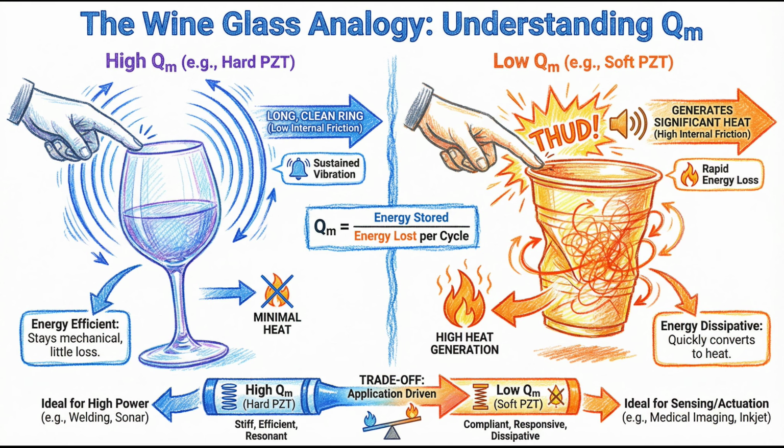Think of a crystal glass versus a plastic cup. The crystal, high QM, rings, storing energy. The cup, low QM, thuds, turning energy into heat through friction. This heat is the enemy of power ultrasonics.